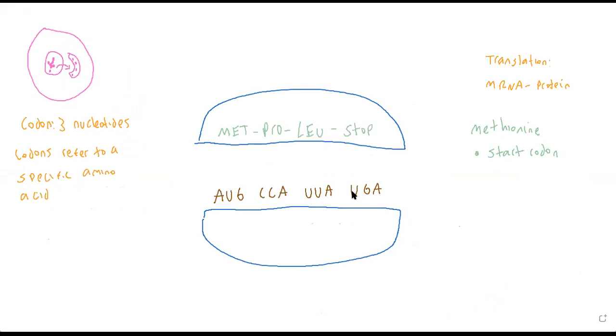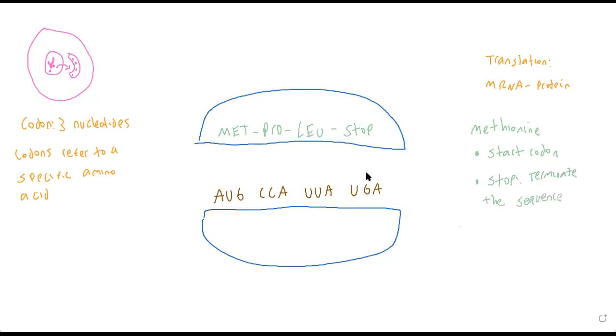Stop is a codon that tells the cellular machinery it's time to stop making the protein. The protein is done. It's like the part of the recipe where it says, okay, let cool and serve. So the stop codon states to terminate the sequence. It is done. Terminate the sequence.